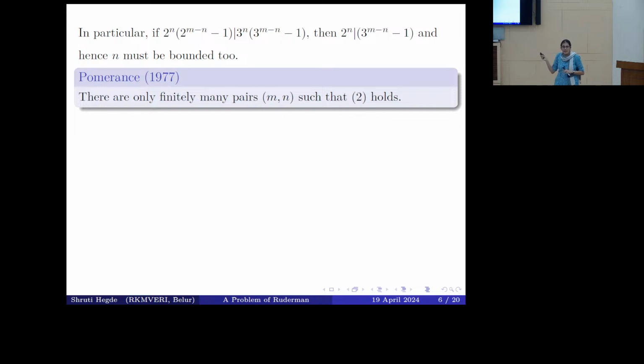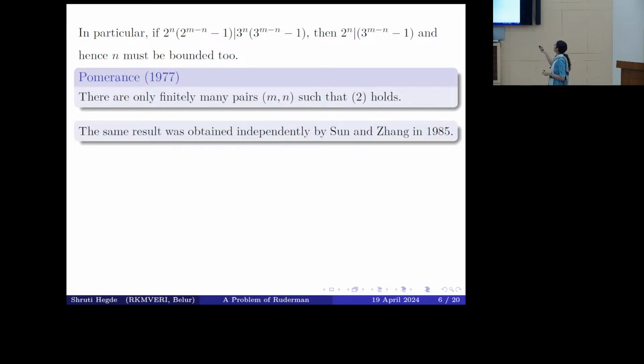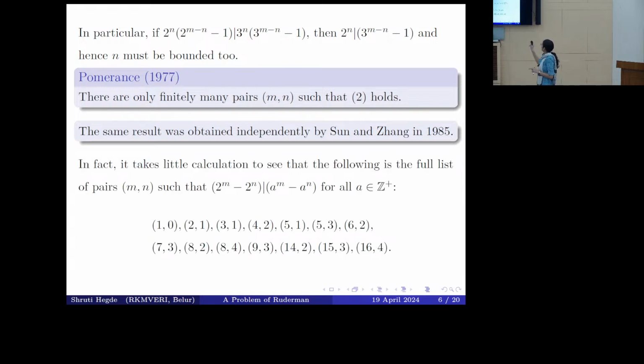So what we have said now is that in the question of Ruderman, the second condition can hold only for bounded integer pairs m, n. And the same result was obtained later independently by Sunda and Zhang. They were not aware of this discussion, I suppose, and independently proved it using almost the same arguments. With a little calculation, we can show that this is the exhaustive list of those pairs which satisfy that second condition of Ruderman. How do we do that?